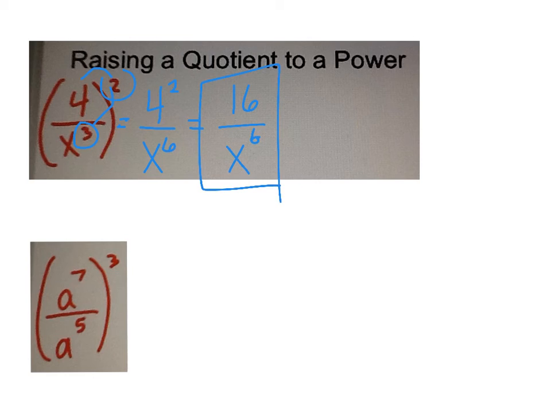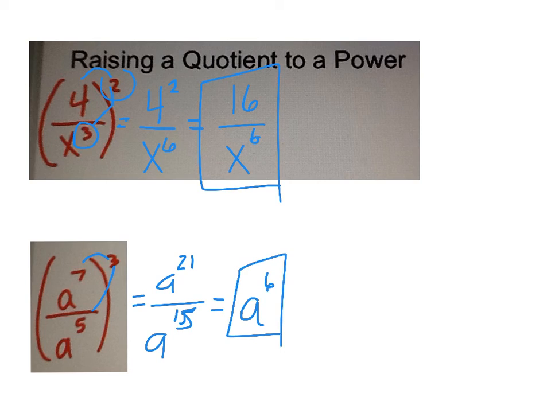Now on the bottom, a couple different ways you can do this problem. I'm going to show you both ways. I'll make my recommendation, but it doesn't really matter as long as you get the final answer in the end. Okay, so one method would be to go ahead and distribute it right away. So on the top, that would give me a to the 21st power over a to the 15th power. Well then, you would say, well hey, they have the same base, so I'm going to subtract the exponents, and 21 minus 15 gives us a to the 6th power. Okay, that's one way to do it.